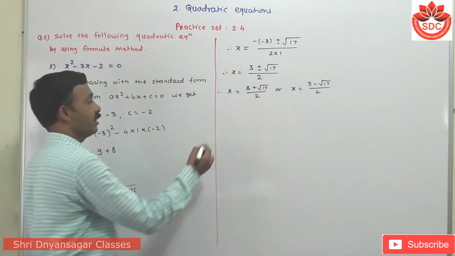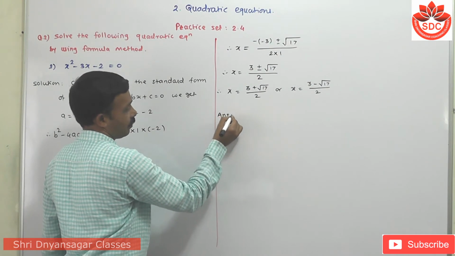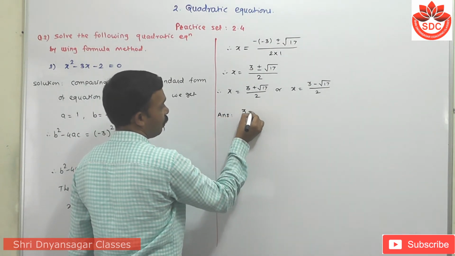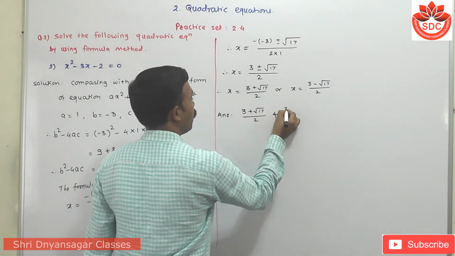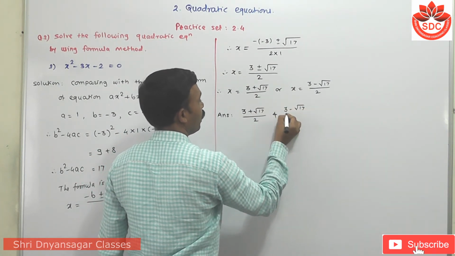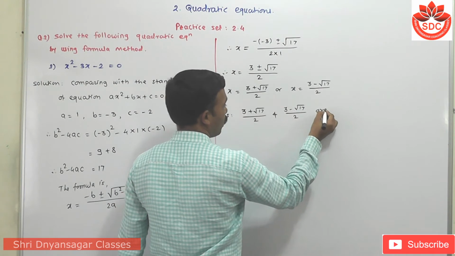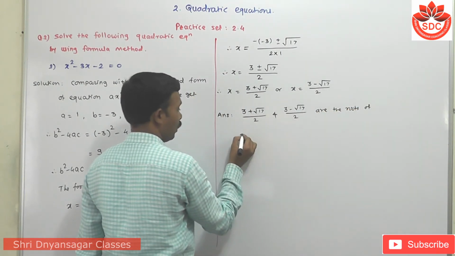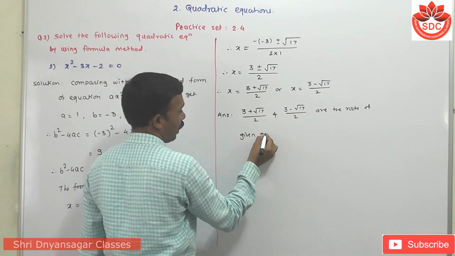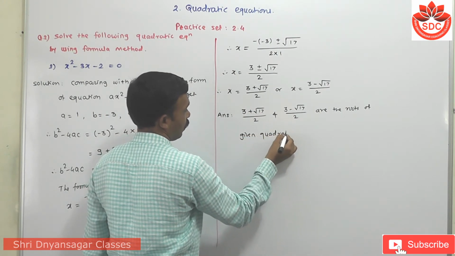So we write the answer in full sentence. Answer: the value of x is 3 plus root of 17 upon 2 and 3 minus root of 17 upon 2 are the roots of the given quadratic equation.